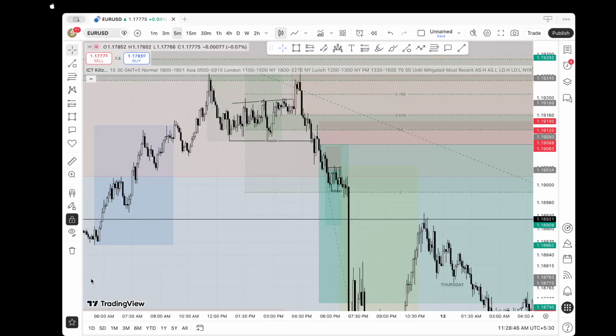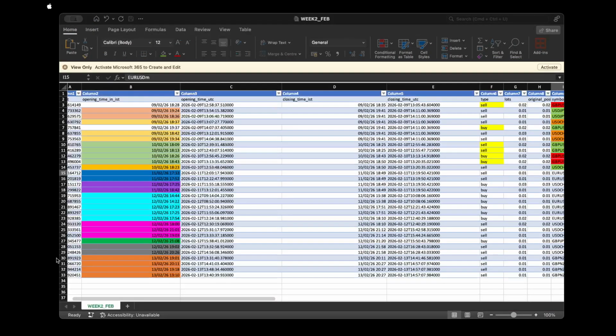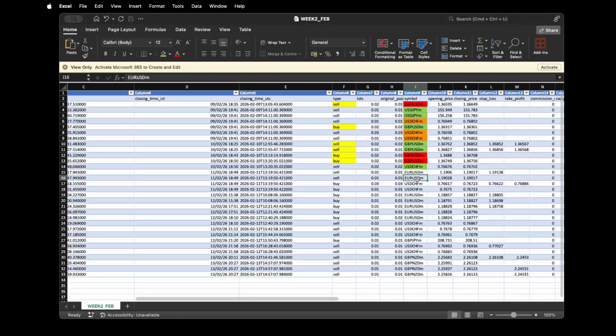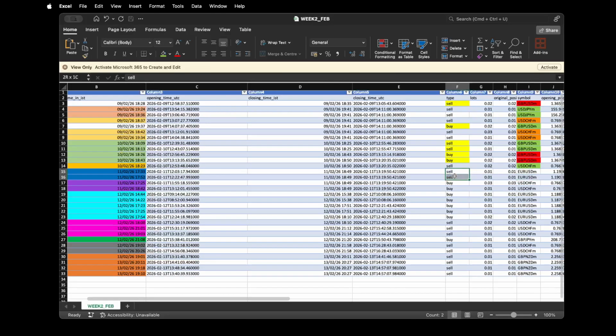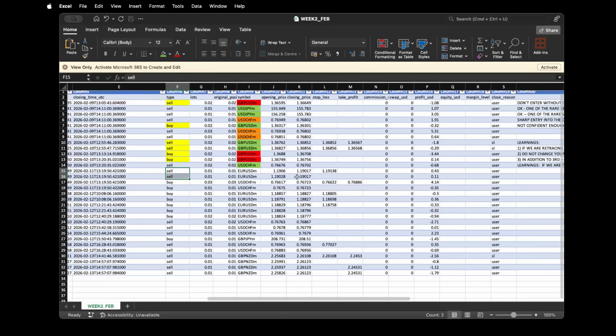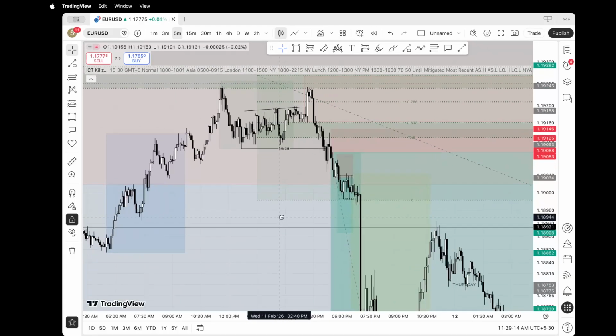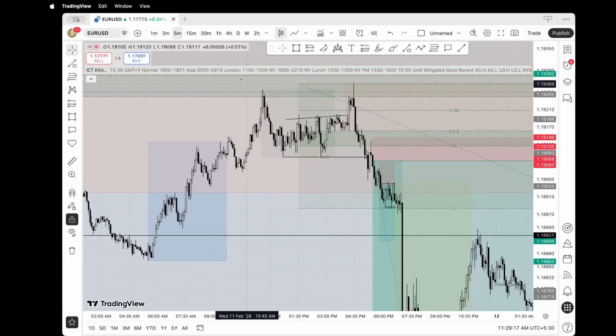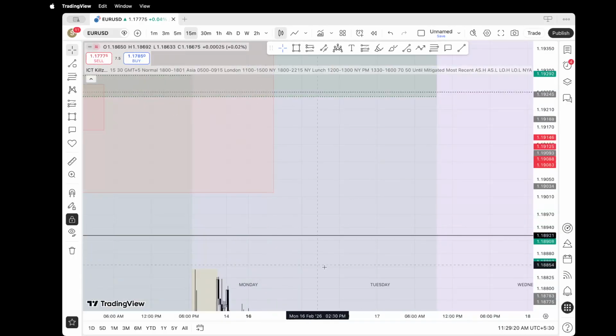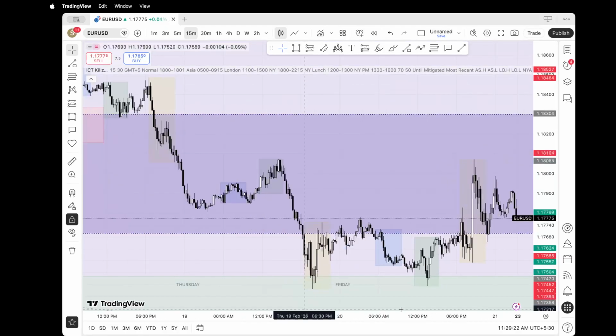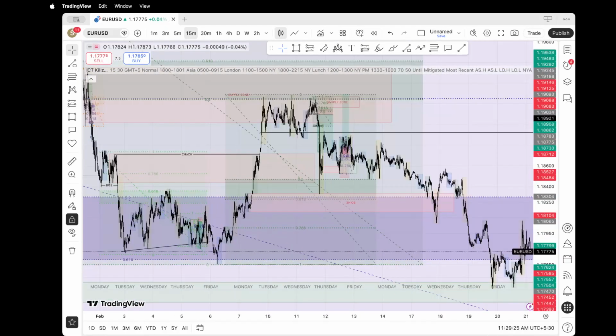If I switch back to Excel, you will see the Euro USD sell position. I closed this trade at 6:43. It was news, that is why I closed it. Let's jump back to TradingView. Yes, we did have news in here. So this was purely based out of luck.